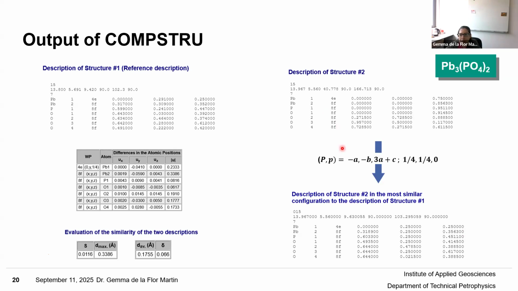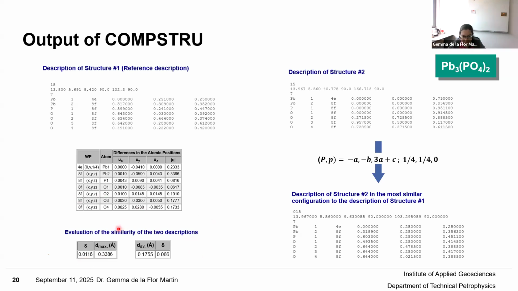Then the program also shows information related to the matching atoms and the differences in the atomic positions. At the end of the page, we get the most important information, that is the evaluation of the similarity. Here you have the degree of the lattice distortion, the maximum distance, the average distance, and the measure of similarity. That is what the program calculates. The program does not give you a yes or a no to the question, are these structures similar? It's the user's work to evaluate these numbers and answer the question.